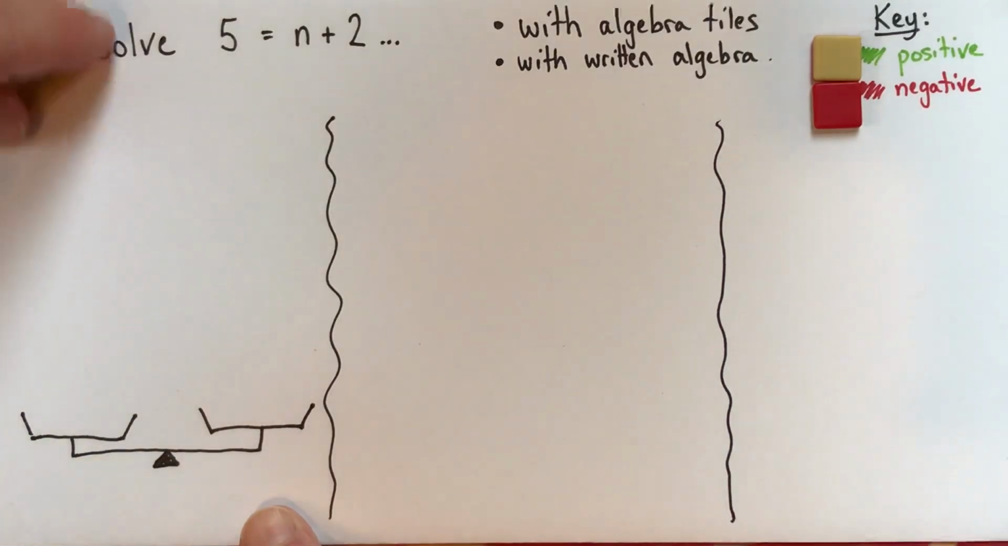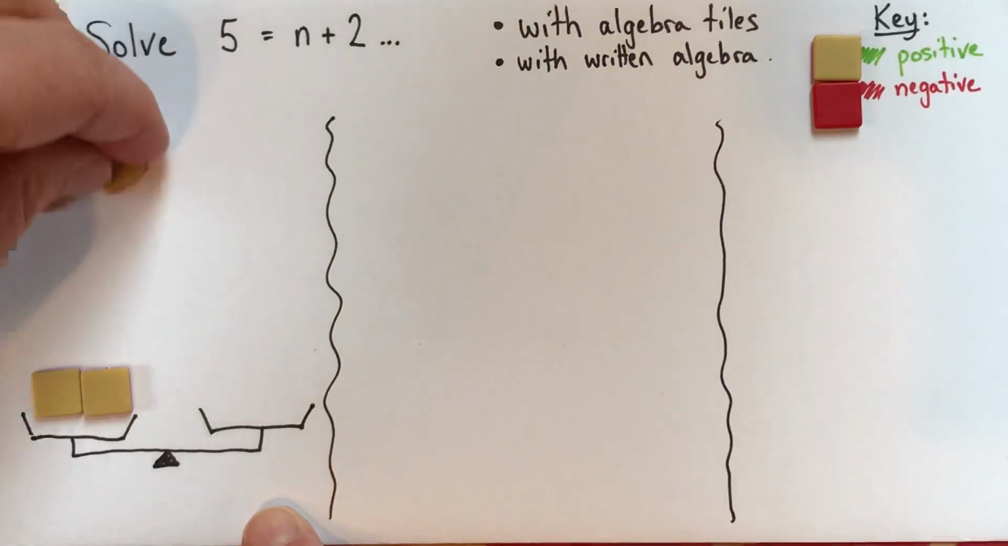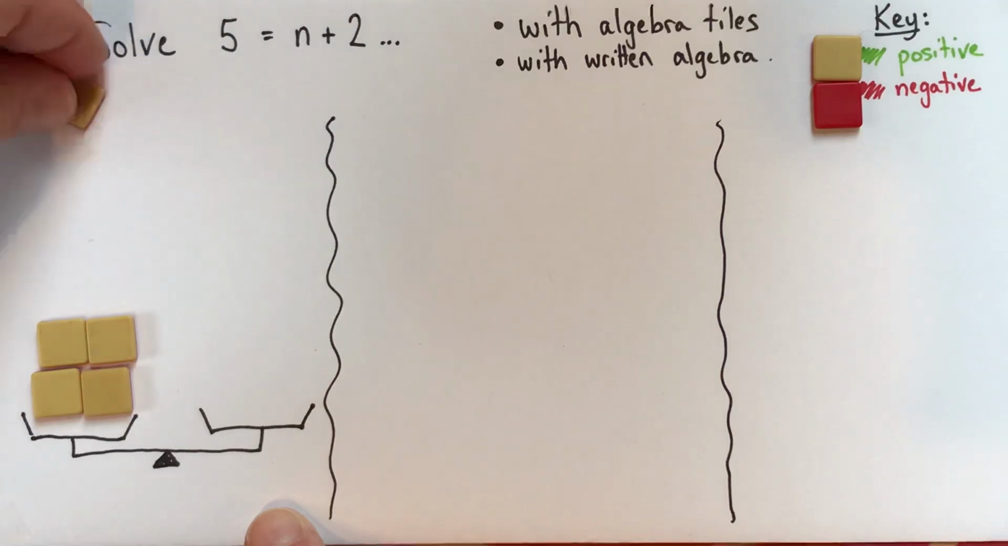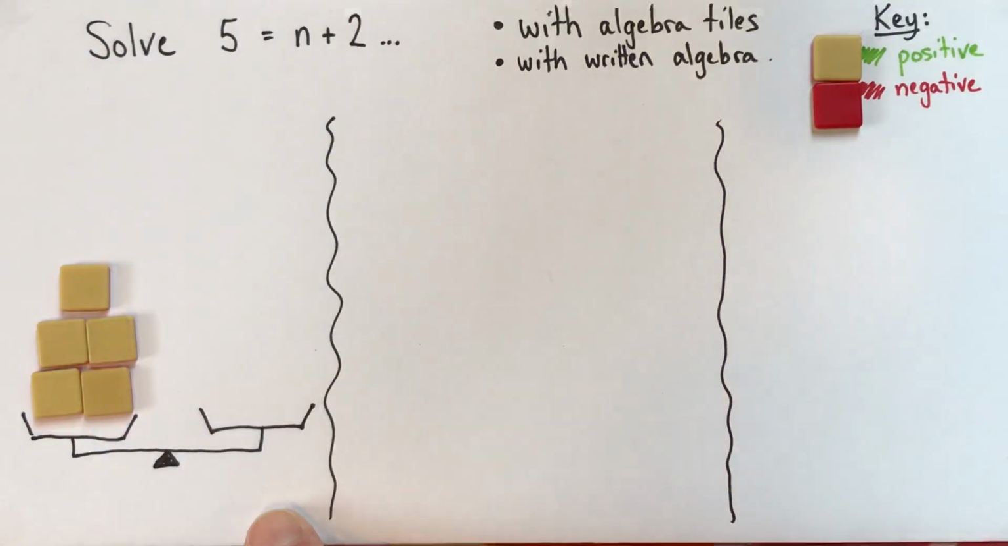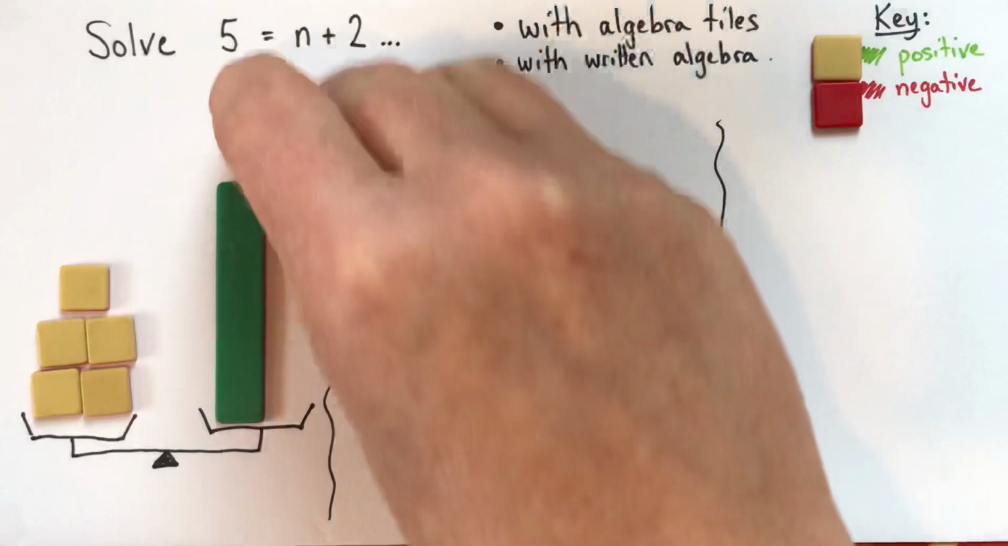So we've got 5 on one side. I've got this little balance scale as a reminder to myself. We need to keep these two sides the same. So anything we do to one side, we'll do to the other as well. So that's 5 on one side. On the right side I have n plus 2, so I'll use one of my positive variable tiles and 2 positive unit tiles.